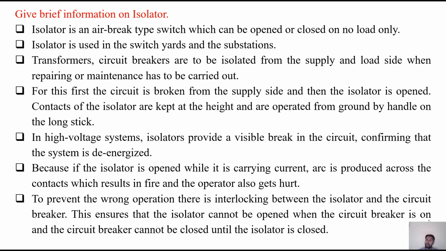To prevent wrong operation, there is interlocking between the isolator and the circuit breaker. This ensures that the isolator cannot be opened when the circuit breaker is on, and the circuit breaker cannot be closed until the isolator is closed. So this is how the isolator plays a vital role in power system protection. So this is some basic information regarding isolator.